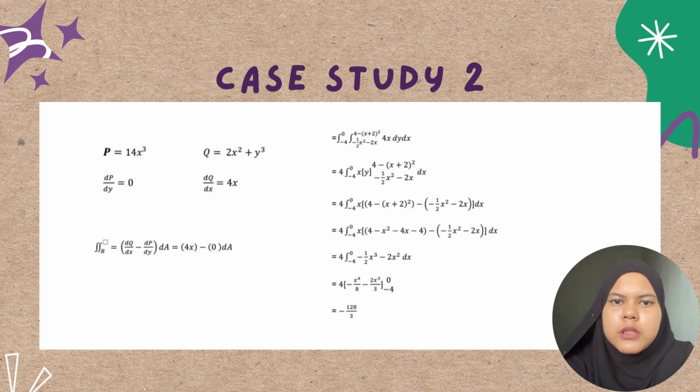We can proceed with the second integration. We integrate in terms of x, and we get negative x to the power of 4 over 8 minus 2x cubed over 3. After that, we can apply the limits, and the final answer is negative 128 over 3.